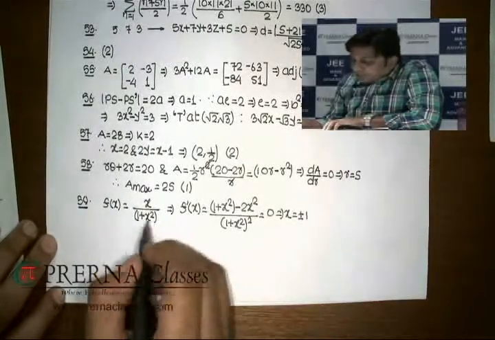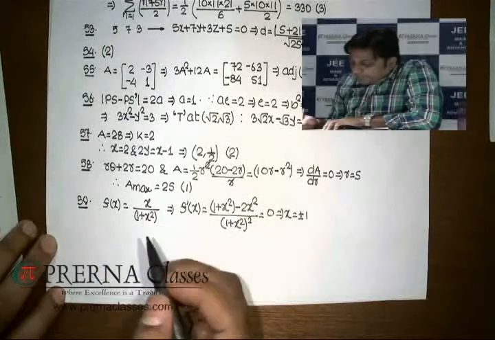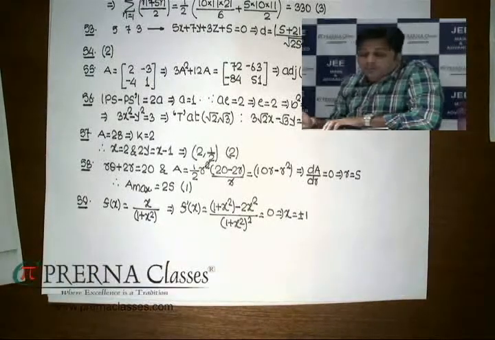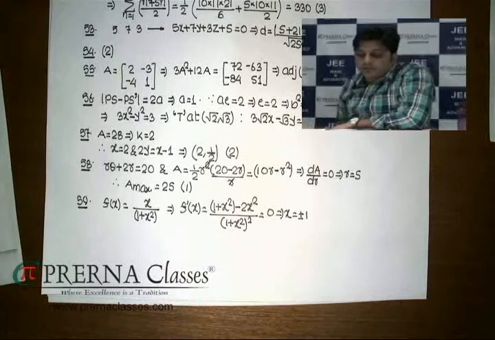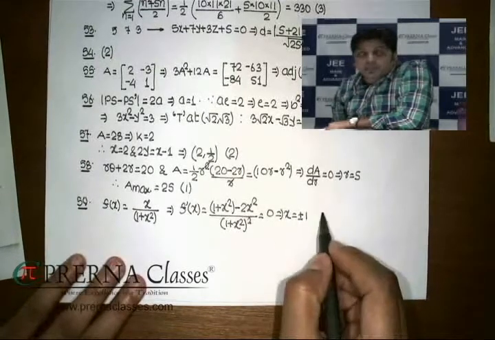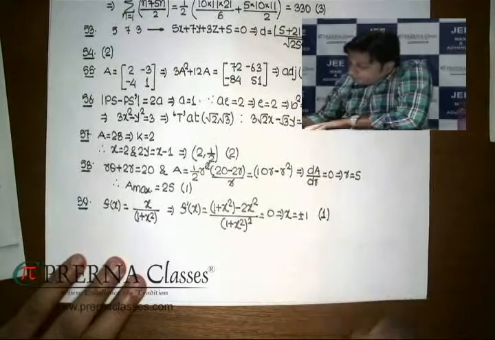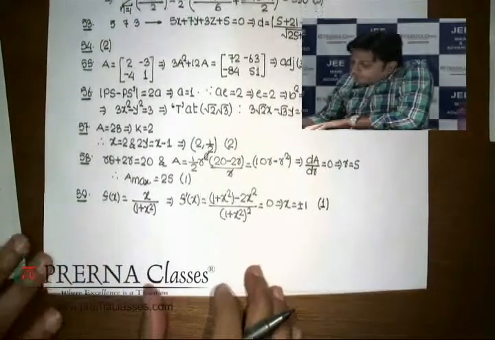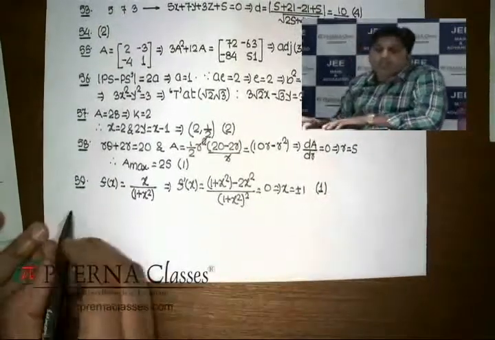Also at x equals minus 1, f of minus 1 is minus 1 by 2, and at x equals 1, f of 1 is plus 1 by 2. The minimum value is minus half, the maximum value is plus half. The range is matching with the codomain which is given, therefore the function is going to be surjective. Surjective but not injective, therefore option 1 is the correct answer.